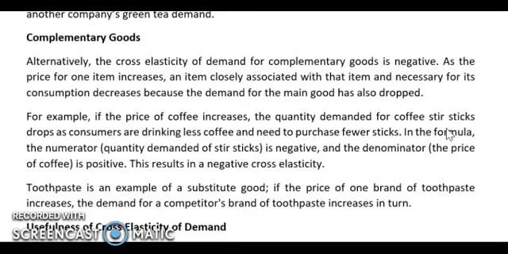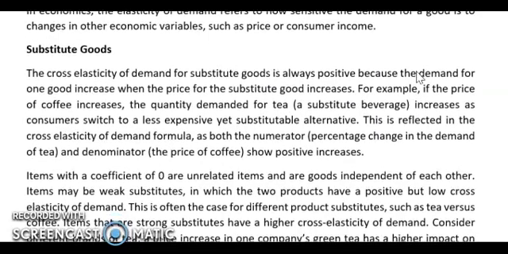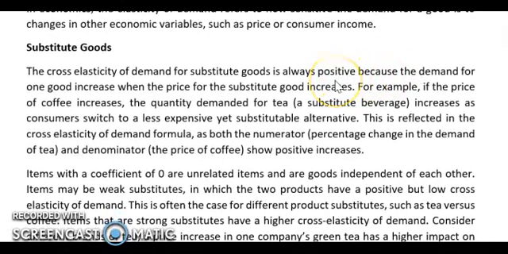So if it's a complementary good, your calculation will give you a negative answer. And if it's a substitute good, your answer will be positive. If it's positive, that means you can switch. Either use butter or you use margarine. It's a substitute.